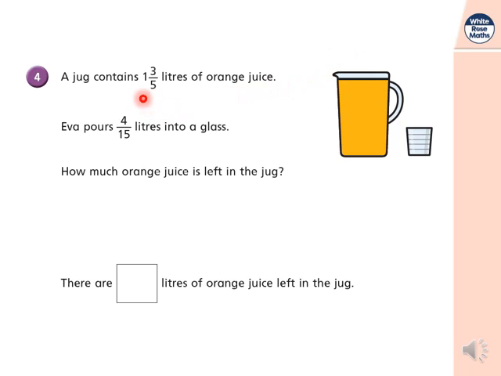Look at the information you have been given. What would you need to do? Look at the language involved. How much orange juice is left? So if you've got that, what calculation do you need to do? Also, the two denominators are not the same. So what would you do? Pause the video and have a go.